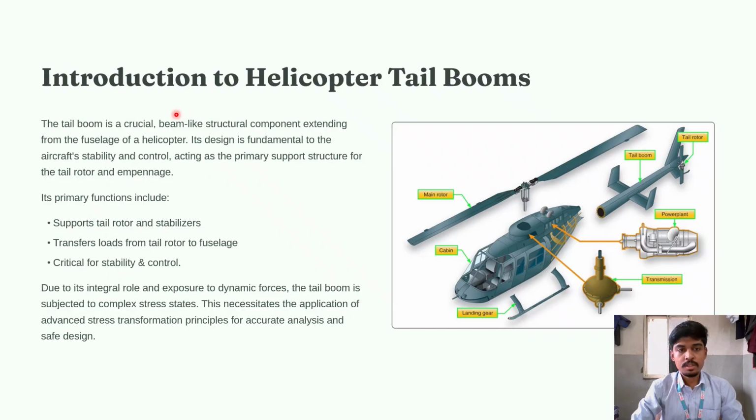So, introduction to the helicopter's tail boom. The tail boom is a crucial beam-like component extending from the fuselage of the helicopter. Its design is fundamental to the helicopter's stability and control, and it acts as the primary support structure for the tail rotor and empennage. Its primary functions include support to the tail rotor and stabilizers, transferring load from the tail rotor to the fuselage, and being critical for stability and control.